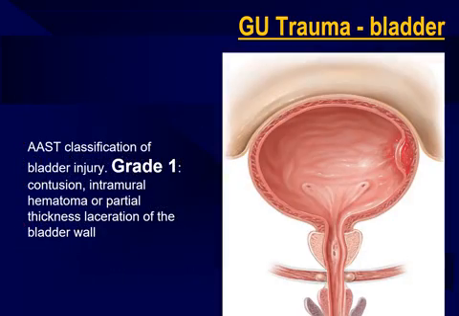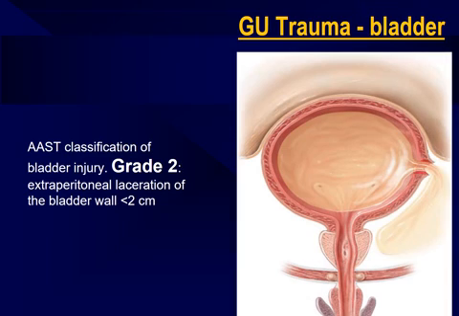Now we will show some of these grades. How does it look like? This is a picture for grade 1 trauma to the bladder wall. As we see here, a small collection within the bladder wall. Grade 2, a small laceration less than 2 centimeters, extraperitoneal. The cover above the diagram is considered to be the peritoneum.